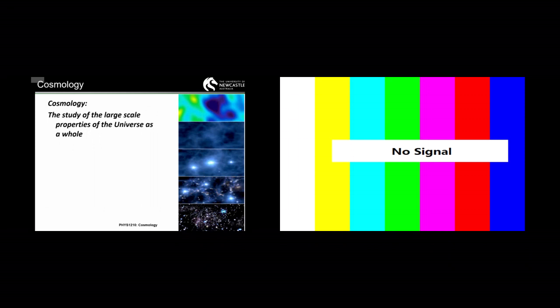So that's what cosmology is, basically the study of the properties of the universe as a whole. And because of the finite speed of light, we can look back in time by looking at stuff that's very far away, because the light from things that are extremely far away has taken a very long time to get to us, and so was emitted much earlier in the universe's evolution.